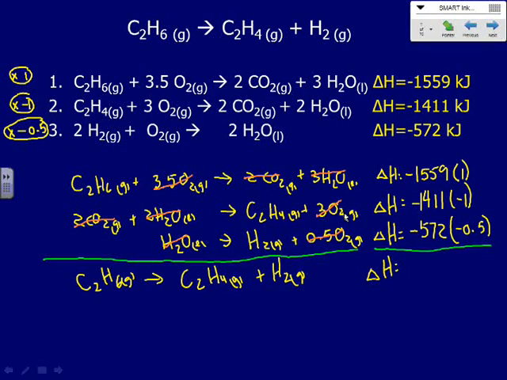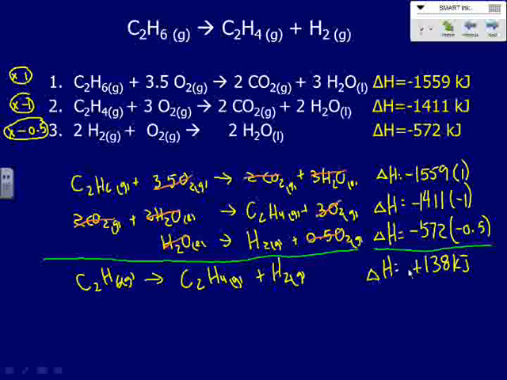So as I put it through my calculator, I'm going to have -1559, and I'm going to add 1411, and here I'm also going to add, and then I've got to take 572 and divide it by 2. And when you run that through your calculator, you will get positive 138 kilojoules. All right? And that means for this reaction that is difficult to do in the lab and difficult to measure, we have determined the enthalpy for that reaction.